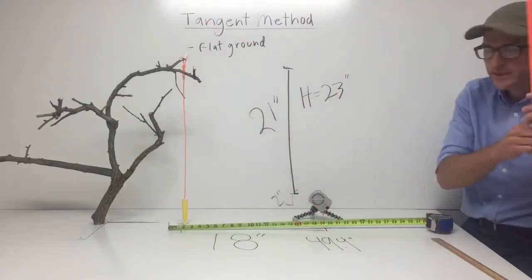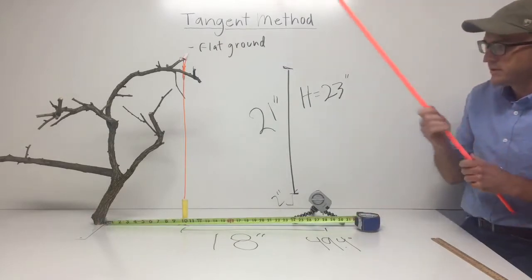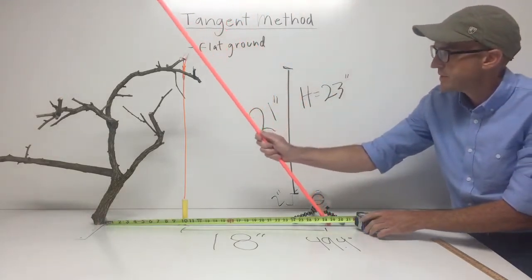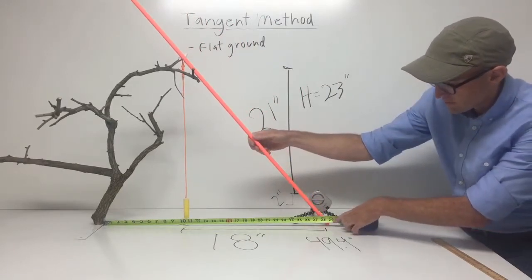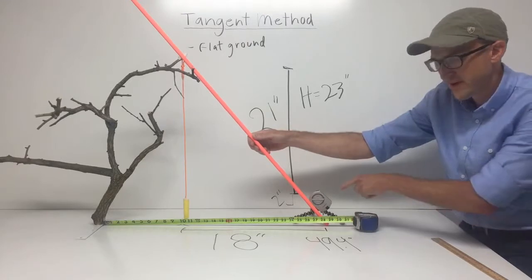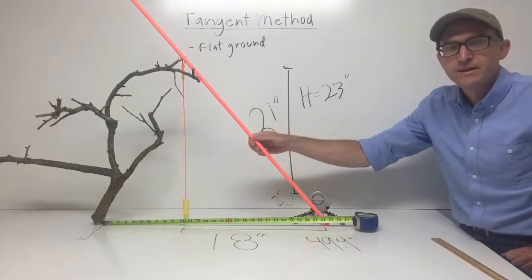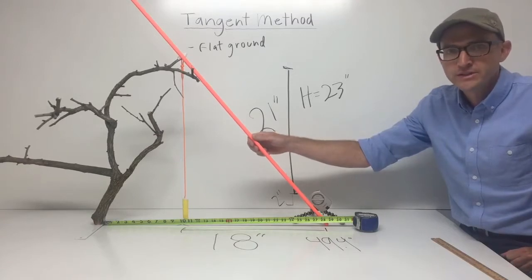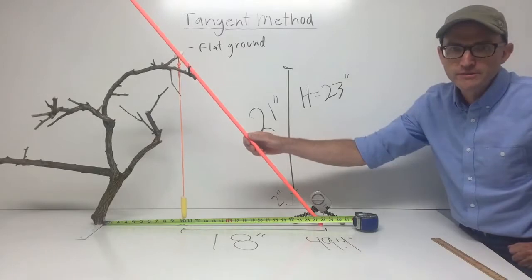It would not be appropriate to stretch the tape all the way to the base of the tree. That would create a right triangle much too big. And at 29 inches, it would be the same angle. So I did the math on it, and that would work out to a calculated height of 35.8 inches for the tree instead of the correct height of 23 inches.